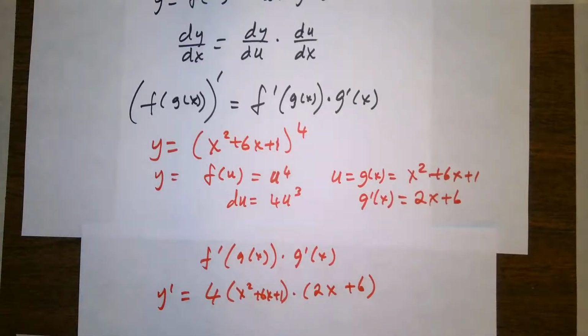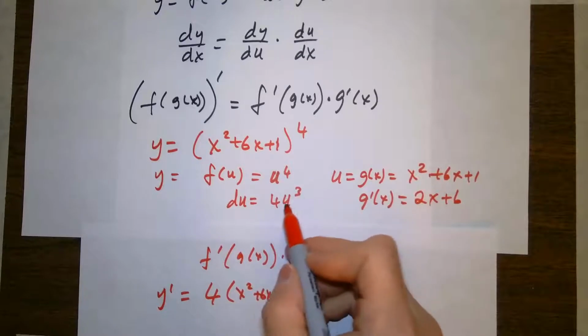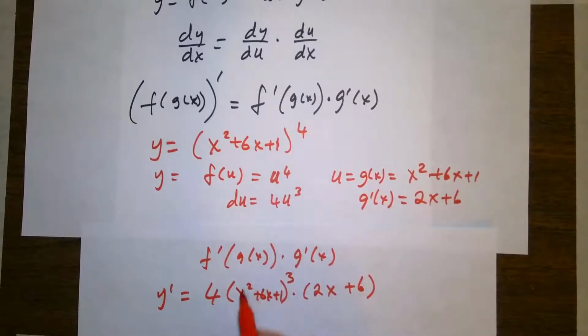Now, you may or may not have caught it the first time through. And if you didn't, that's fine. But look at it overall. So I've got my outside function was u to the 4. Oh, what have I forgotten? I've forgotten the 3 up here, haven't I? That's to the 3rd power. 4 times u to the 3.